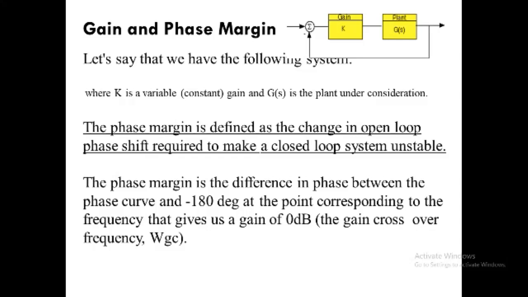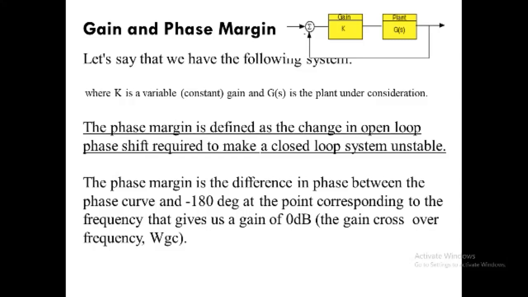Let's see here. One feedback control system is given. The first block is K and the second block is the plant or control system, so it is indicated as K and G(s). Let's say that we have the following system where K is a constant, that is, a variable constant gain, and G(s) is the plant under consideration.